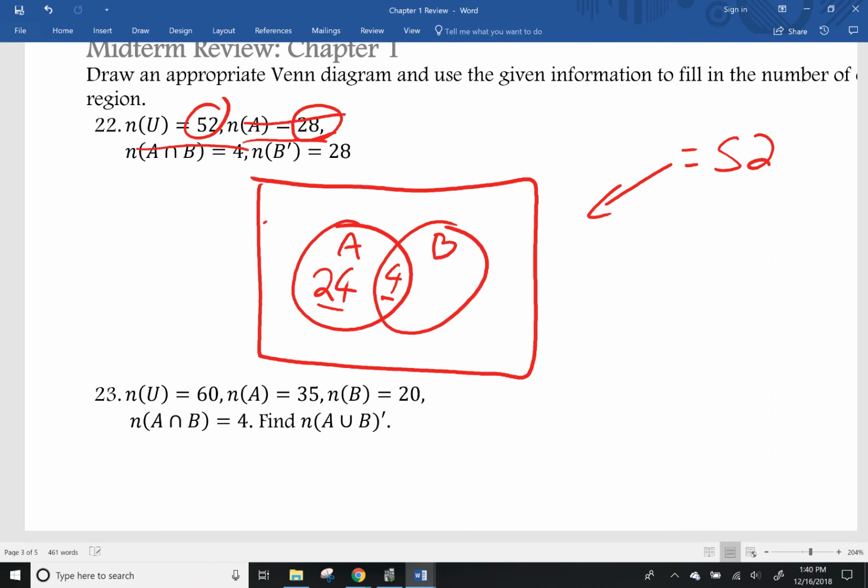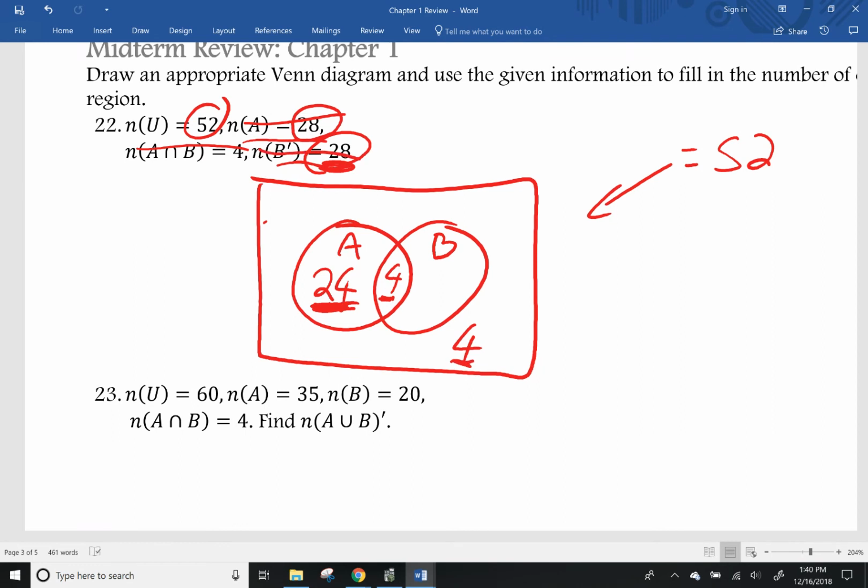So I've used that information. Now B prime. B prime is everything that's not in B, so there's 28 elements that are not in B. I already know 24 of them are here, right? This 24 is not in B. This 4 is in B, so I'm not really worried about that 4 right now. There's 28 elements that are not in B, and 24 of them are here, which must mean the other 4 elements are within this rectangular space, right? 24 and 4 makes 28 in total that is not within B.